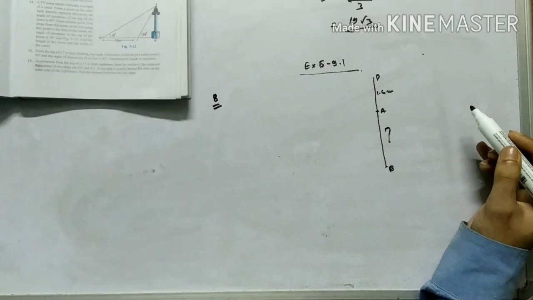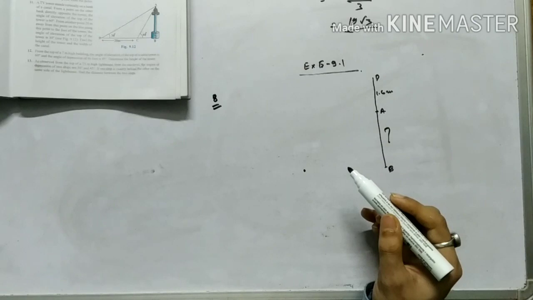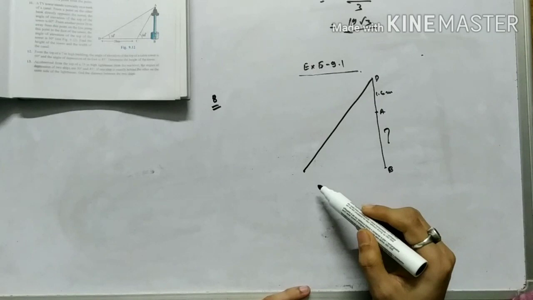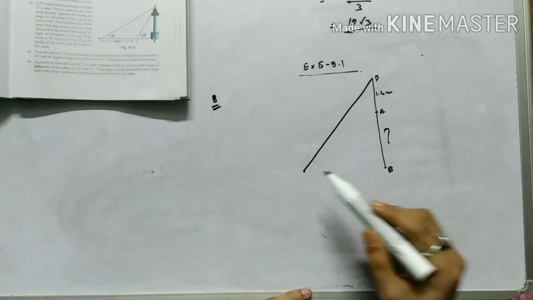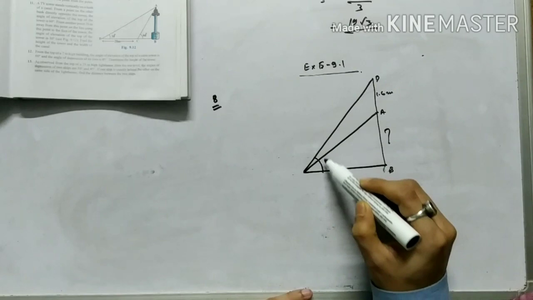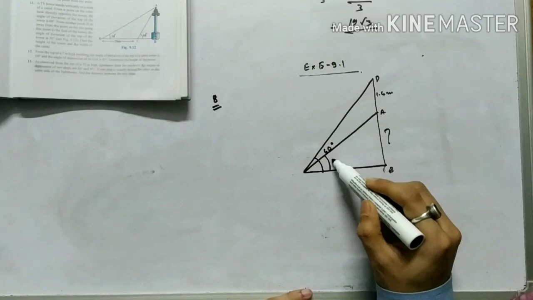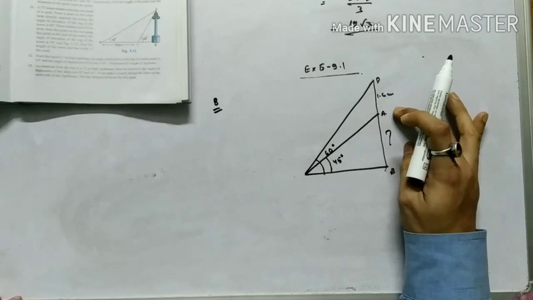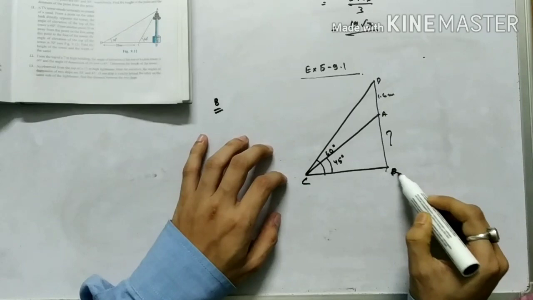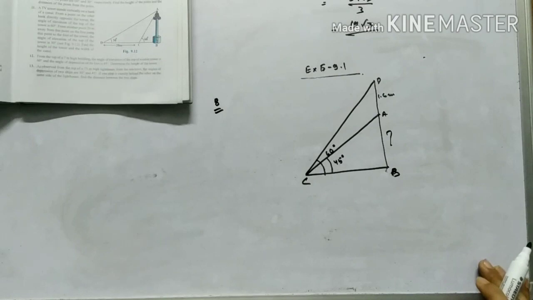So from a point on the ground, the angle of elevation of the top of the statue, and the angle of elevation from the same point to the top of the pedestal. One is 60 degrees and another one is 45 degrees. The angle of elevation of the top of the pedestal from this point is 45, and the angle of elevation of the top of the statue from this point, let's call it C, is 60 degrees. I have to find the height of this pedestal, that means AB I have to find here. Again, nothing given.